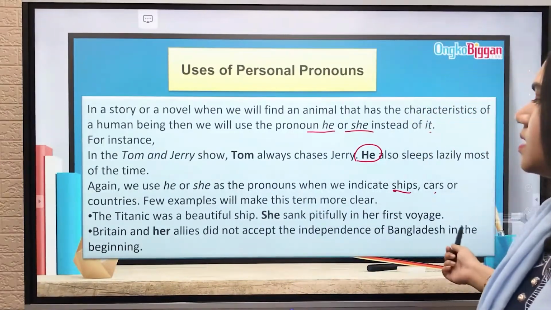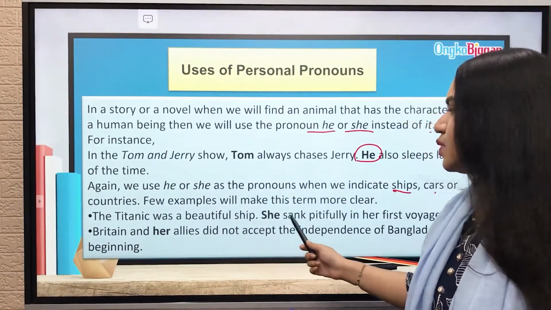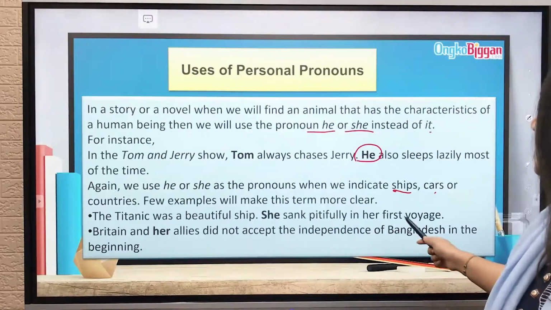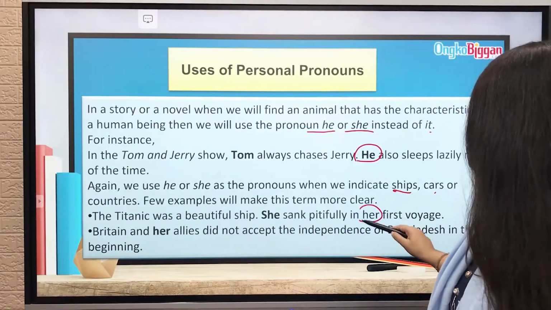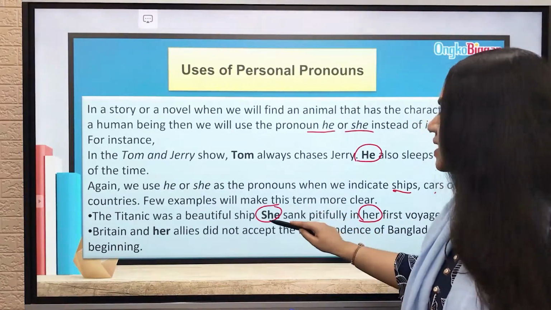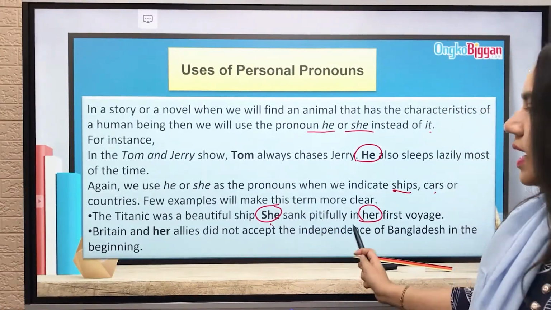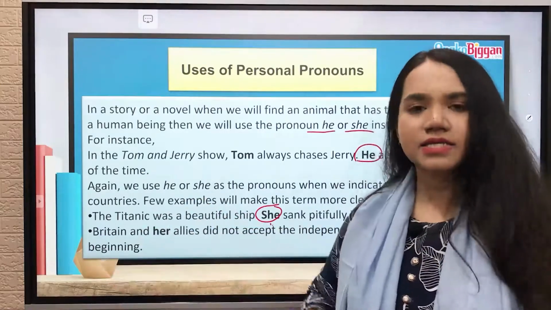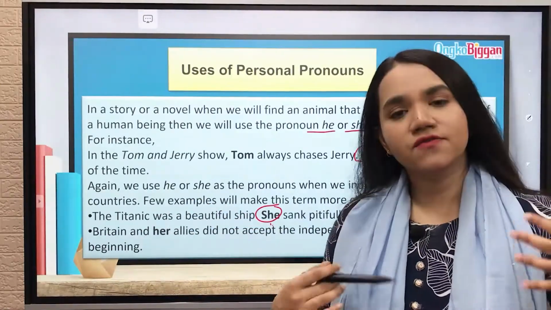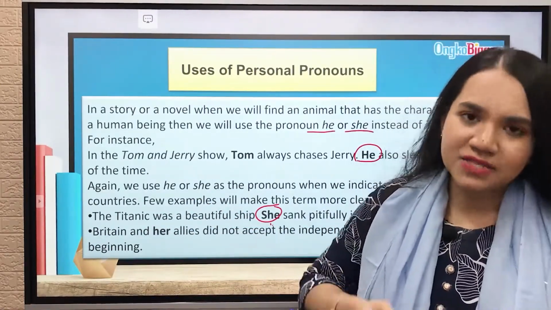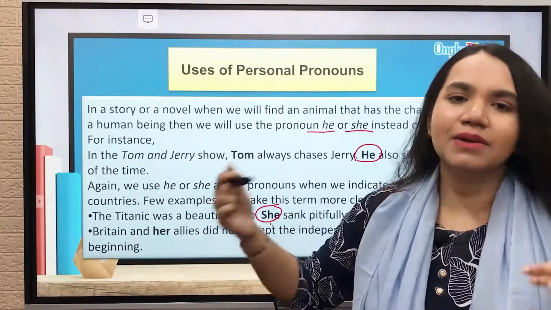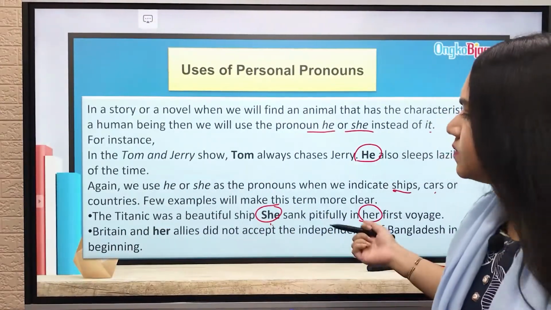Like you see here, the Titanic was a beautiful ship. She sank pitifully in her first voyage. So I have used the word she as the subject here and her as the object here. Why? Because the Titanic is a ship and it was very commonly referred to as being one of the members of the female gender.